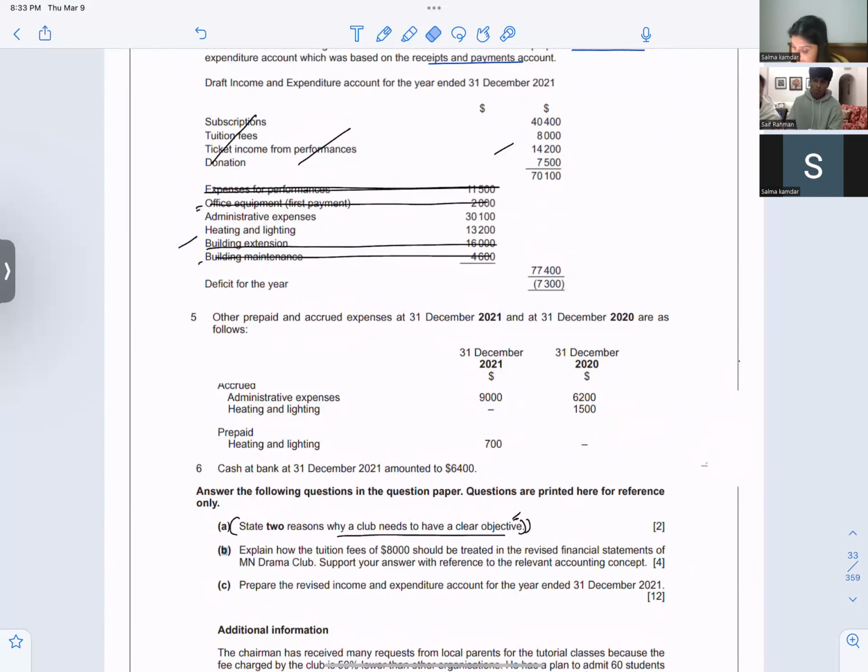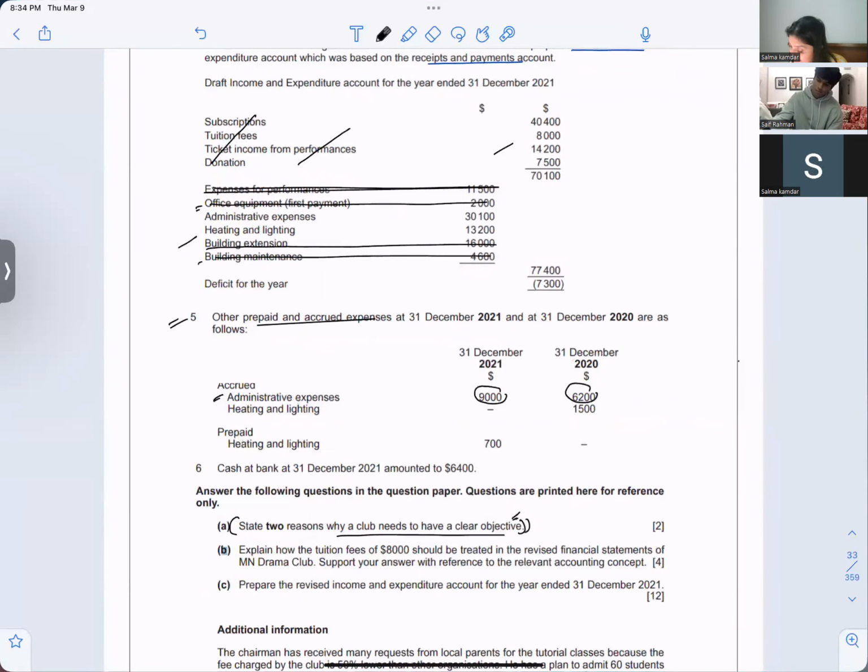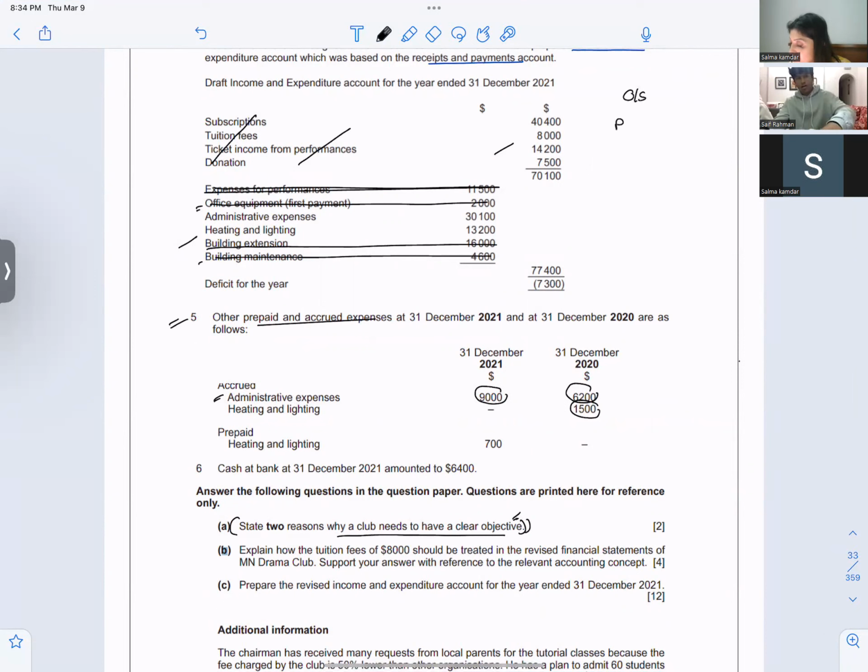What is it telling? Fifth point, it says admin expenses, there's prepaid and there's outstanding administrative expenses. So there is accrued administrative expenses and there is accrued heating and lighting expenses. Now remember this rule, outstanding of the previous year, what do you do? Well, previously we'll minus. And of the current year you will add. So this is the current year and this is the previous year.